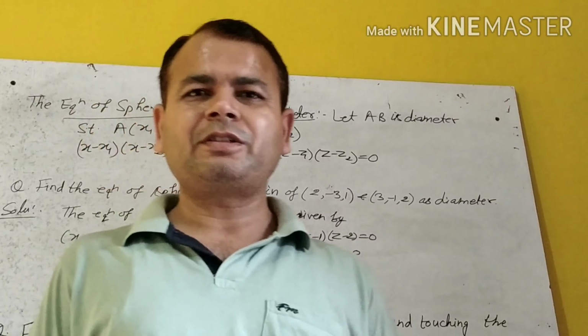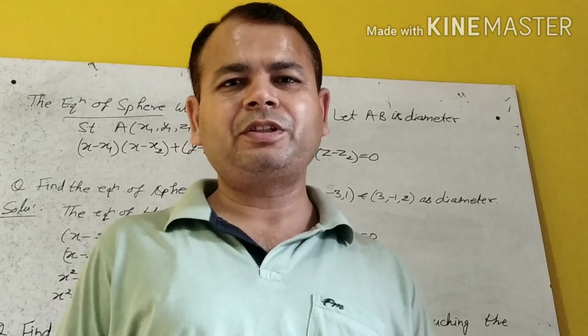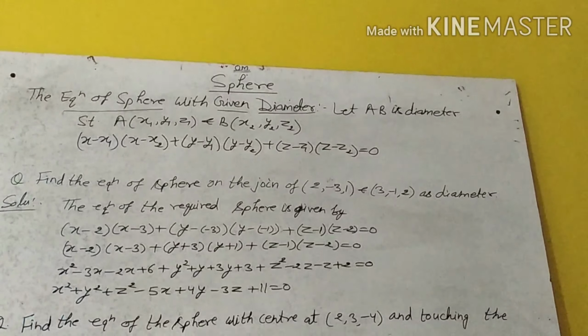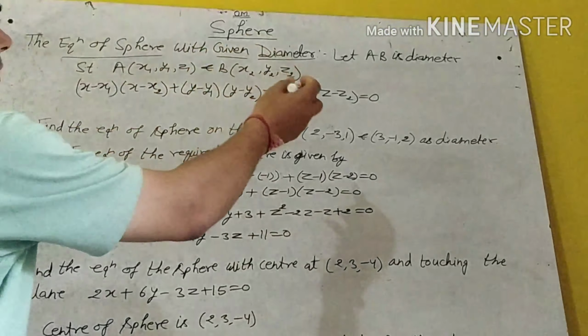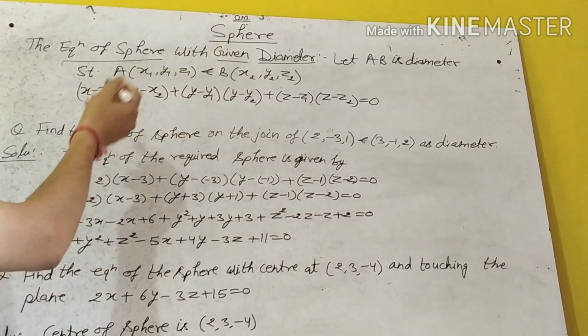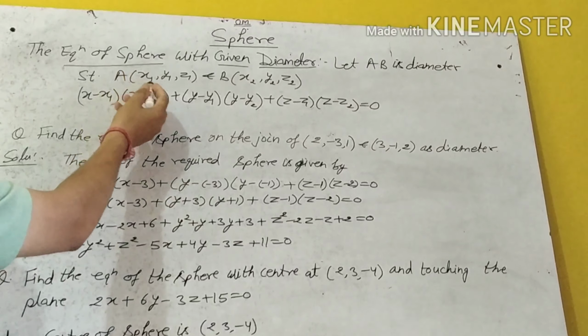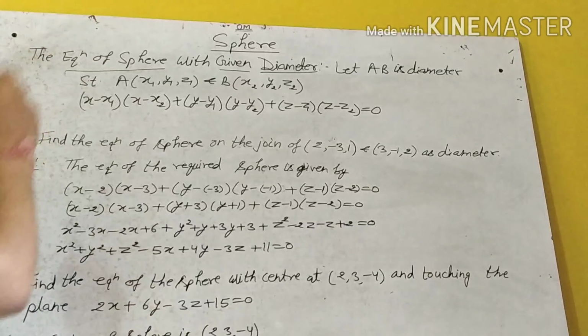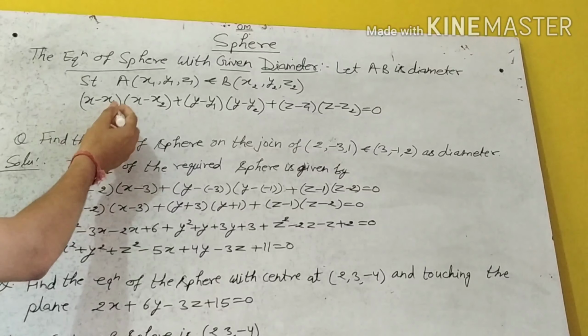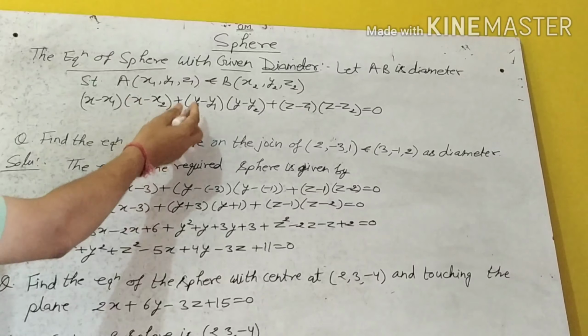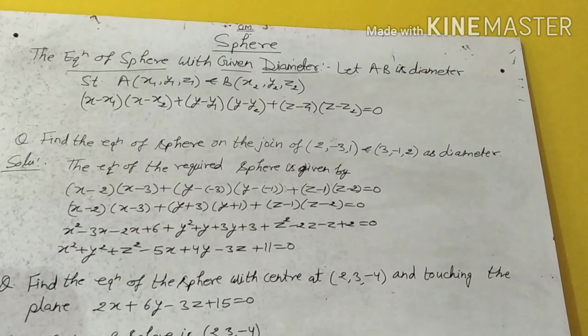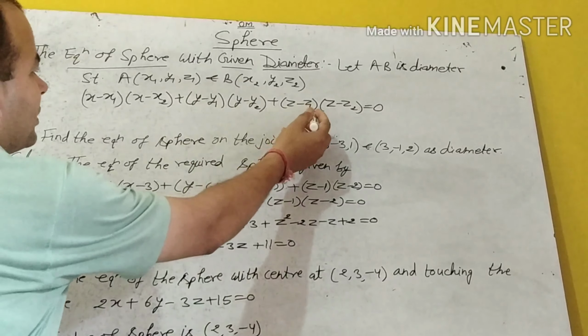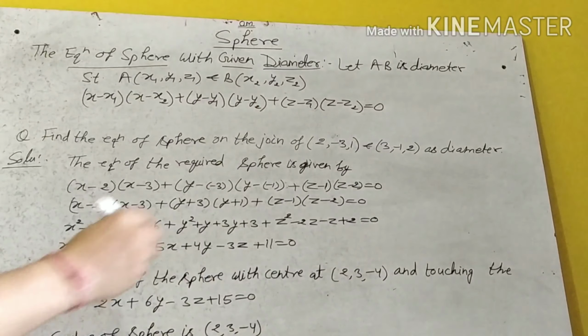Students, today we will discuss the equation of a sphere when the coordinates of the diameter are given. Now, equation of a sphere with a given diameter: let AB be the diameter such that the coordinate of A is x1, y1, z1 and the coordinate of B is x2, y2, z2. Then the equation of the sphere will be (x minus x1)(x minus x2) plus (y minus y1)(y minus y2) plus (z minus z1)(z minus z2) equals 0.